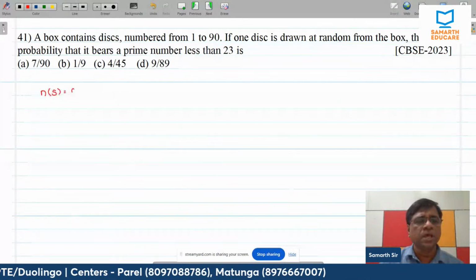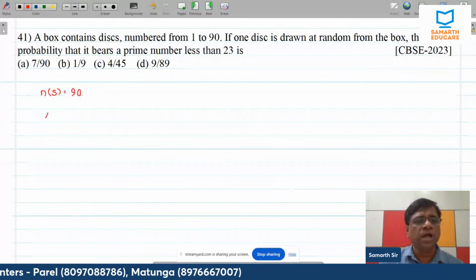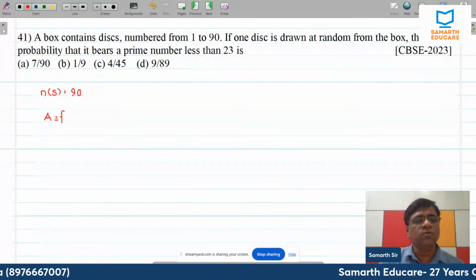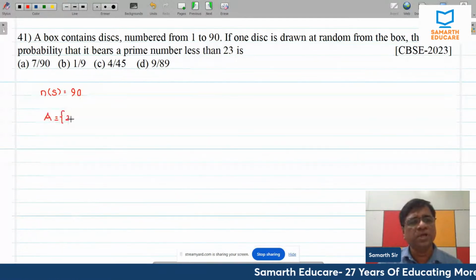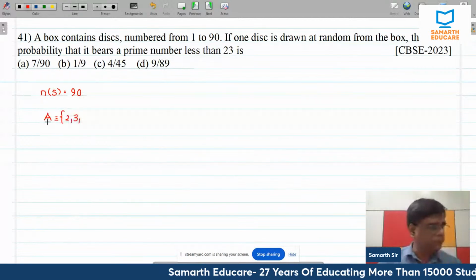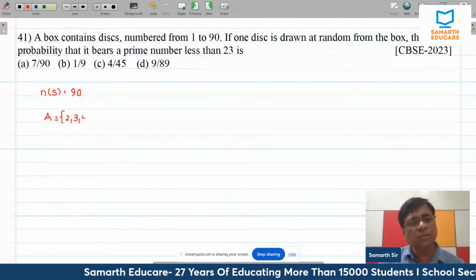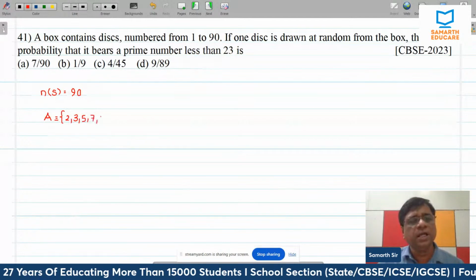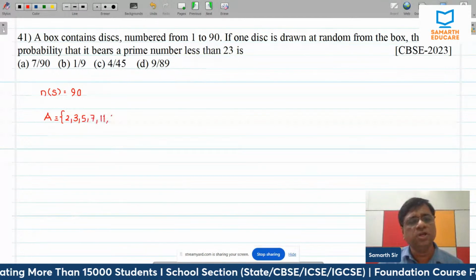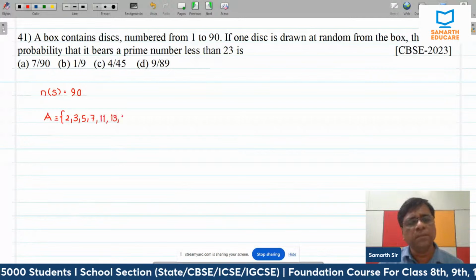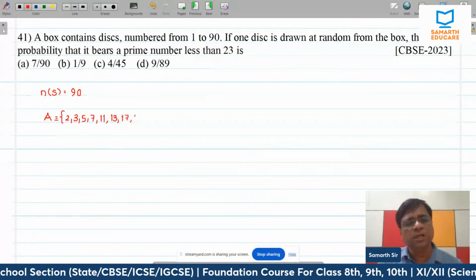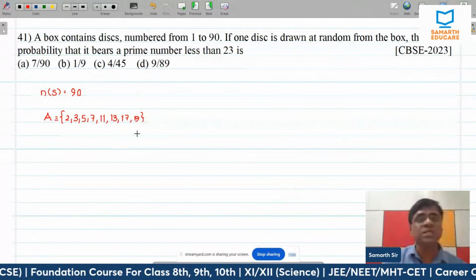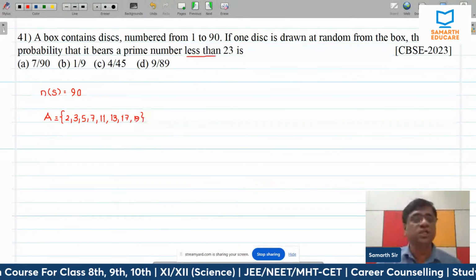Right. A is a prime number less than 23, so 2 will be there, 3 will be there, 5 will be there, 7 will be there. 8, 9, 10 will not come. 11 will be there, 13 will be there, 17 will be there and 19 will be there. 20, 21, 22 will not come. Actually 23 is a prime number, but he is saying number less than 23, so 23 cannot be counted.